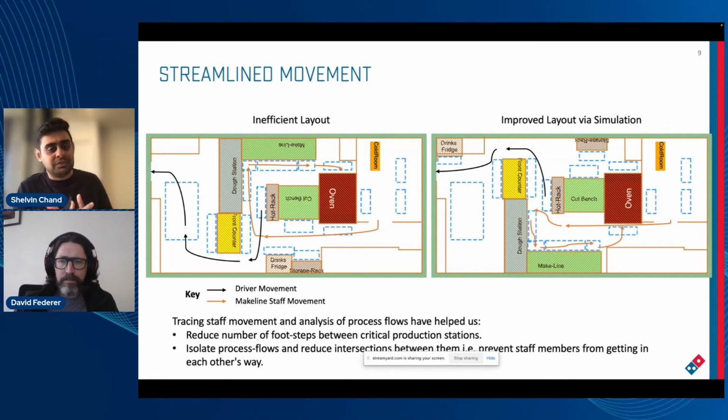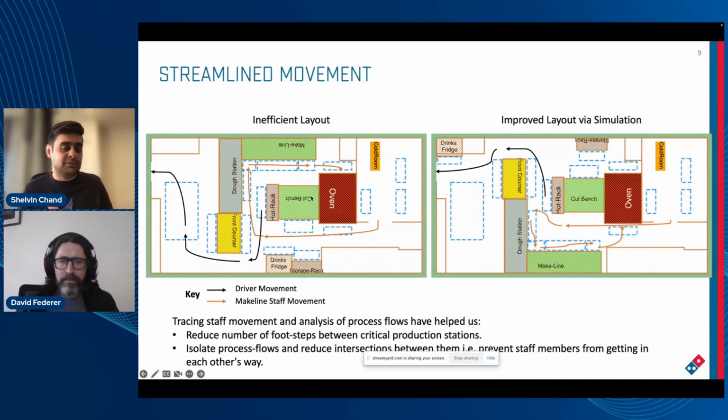And so what we've seen is that obviously there is an intersection between their movements. What that means is that the drivers and the make line staff are getting in each other's way, and that is not ideal, because during peak times that makes a lot of difference. The other thing that we're seeing is these arrows are unnecessarily long. If you're working the make line, you might need to go to the cold room to fetch ingredients, and then you have to go all the way across to the dough station, and then to the make line, and then into the oven, right?